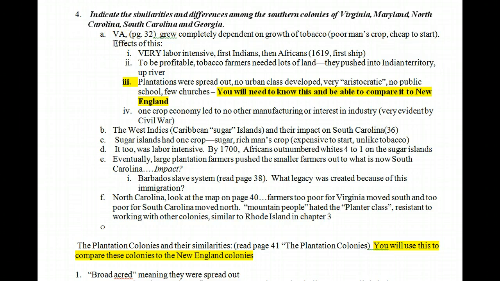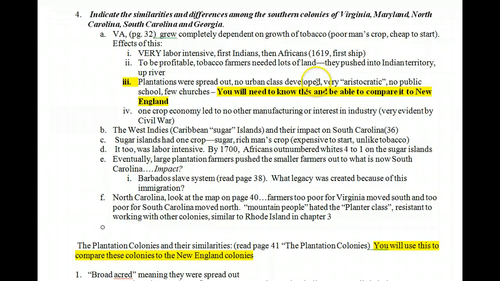The effects of tobacco, okay, again, we're looking at how all of these were similar. Very labor intensive. The first Indians were there to do the labor, then Africans. 1619 was the first slave ship. To be profitable, tobacco farmers needed a lot of land. They pushed into territory upriver. The plantations that developed in all of these colonies were very spread out.